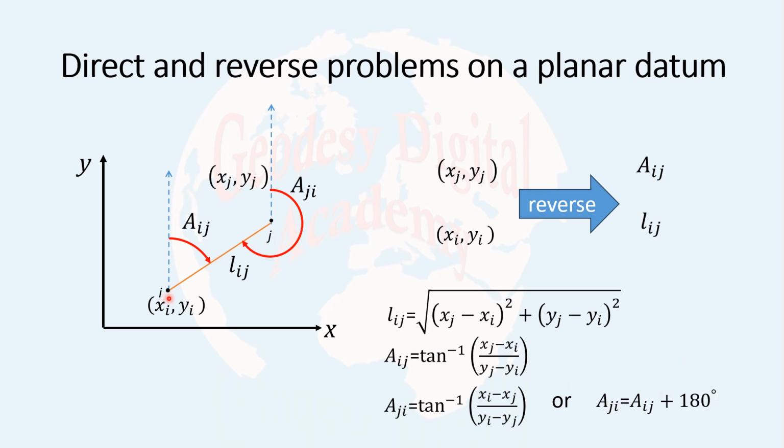Why? Because if I extend the line passing through i and j, and since these two directions of the north are parallel, therefore this part of this angle will be the same as the direct azimuth. So the rest of them, which will be this angle, will be 180 degrees. That's all. That's the reverse problem. So we determine the distance between the points and the direct or reverse azimuth between them.